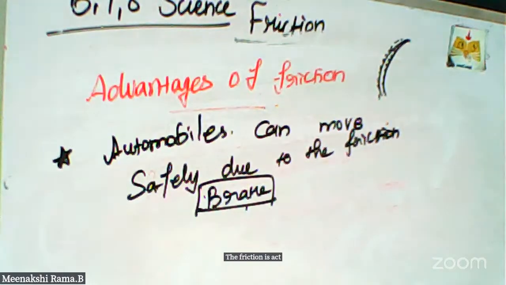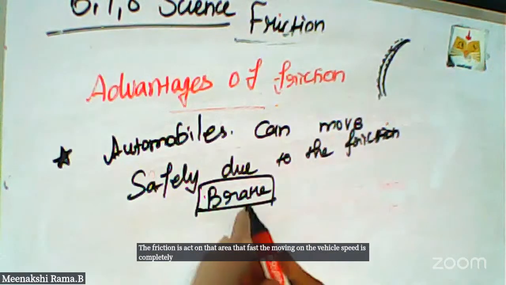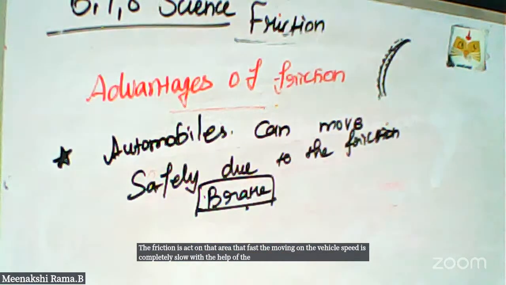The fast-moving vehicle's speed is completely slowed with the help of the brake only. Yes, the friction is applied on that place. Next, we are able to light a matchstick, chew cloth, and fix a nail. These are all examples due to friction only.